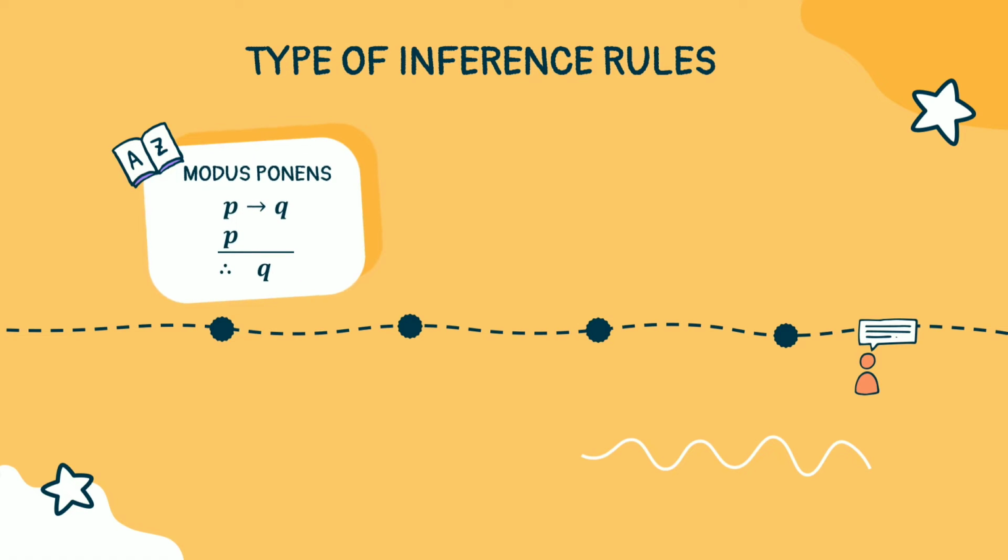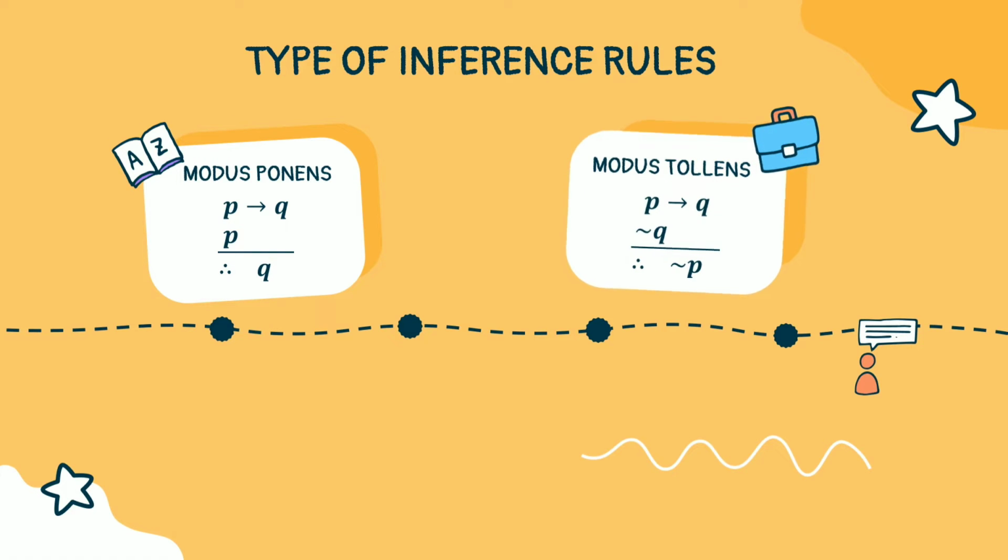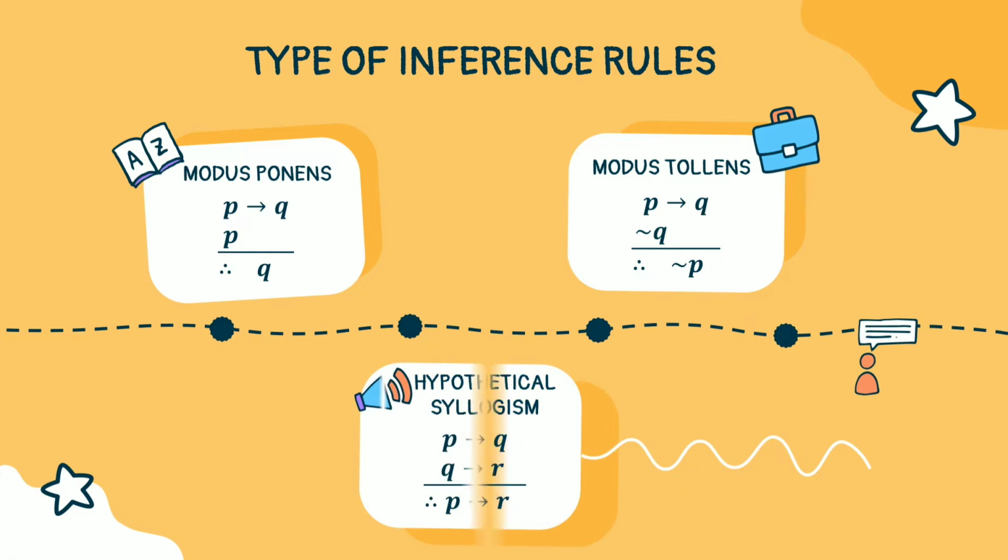The first is modus ponens. If P then Q, and P, therefore Q. The second is modus tollens. If P then Q, and not Q, therefore not P. The third is syllogism. If P then Q, and if Q then R, therefore if P then R.